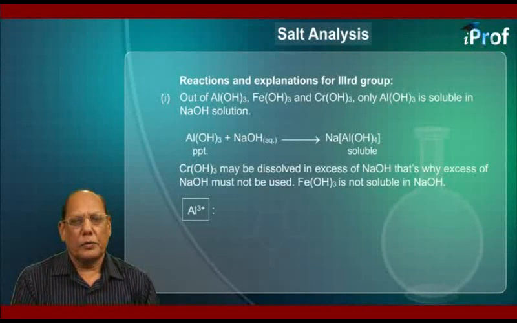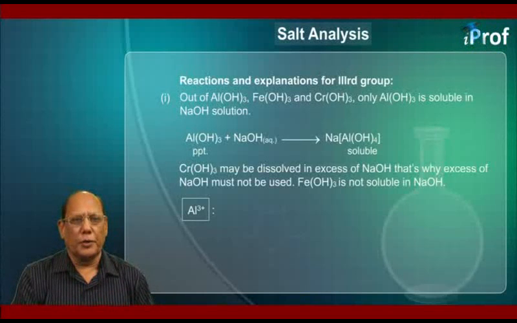We get NaAl(OH)4, a soluble complex. Cr(OH)3 may be dissolved in excess of sodium hydroxide. That's why excess of NaOH must not be used. But Fe(OH)3 is not at all soluble in NaOH.